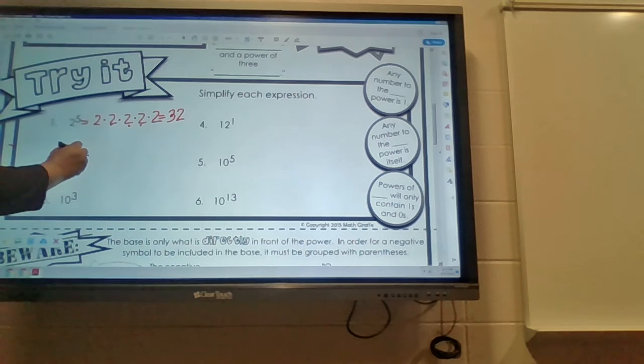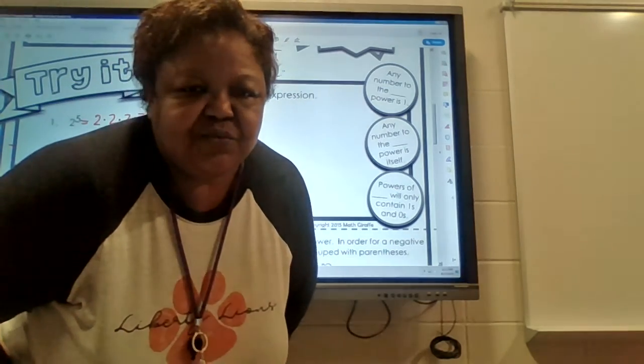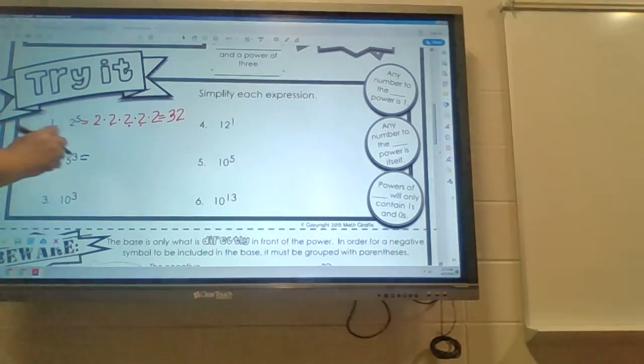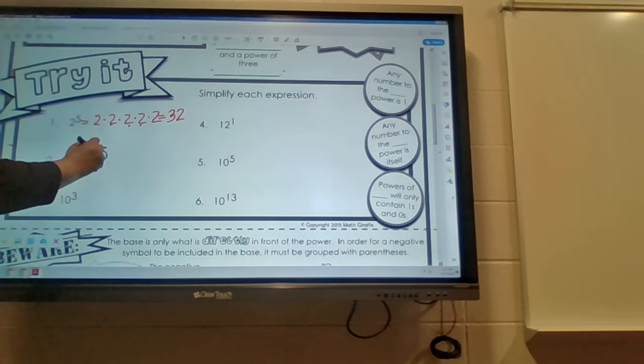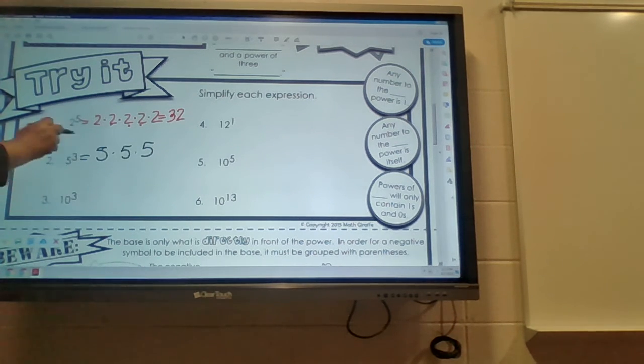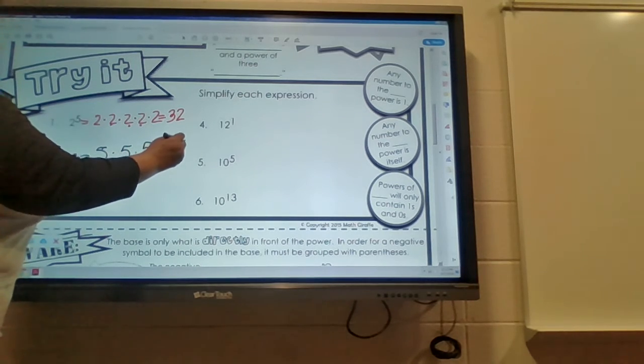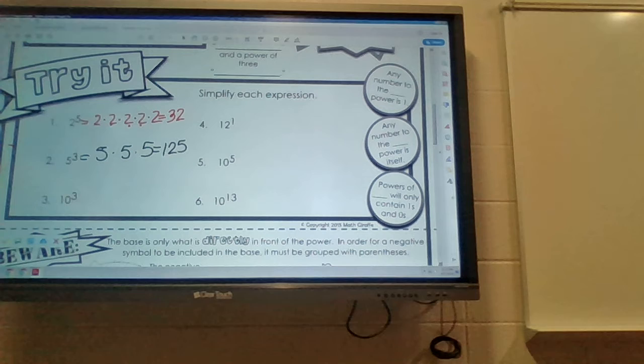5 to the 3rd power, again, is not 5 times 3. So it is 5 times 5 times 5. 5 times 5 is 25. 25 times 5 is 125. I did not really do that quick. I just know 5 to the third power is 125 because I've been teaching math a long time.